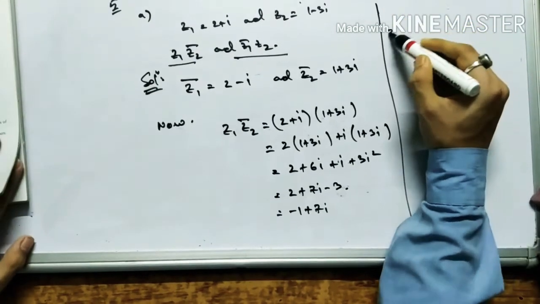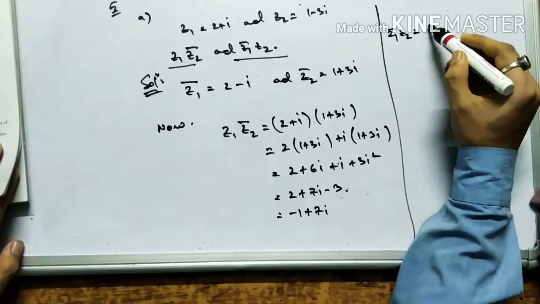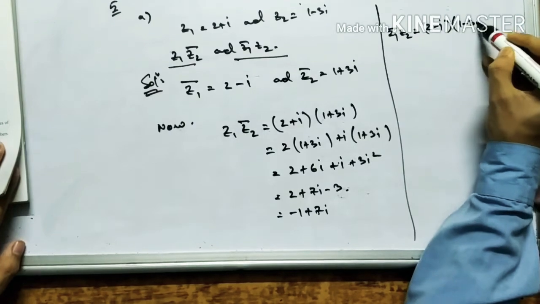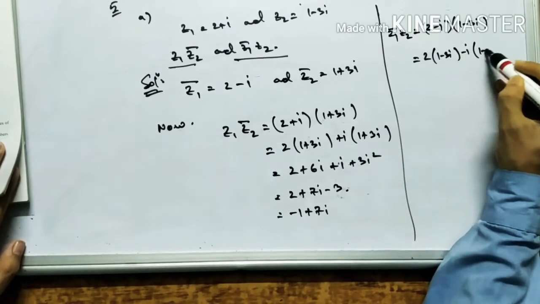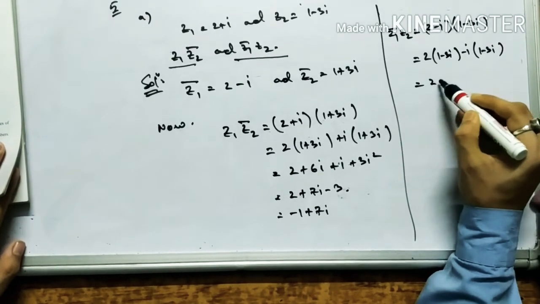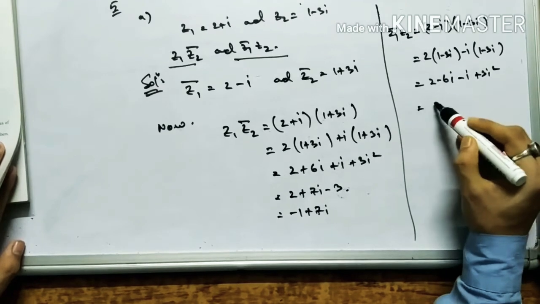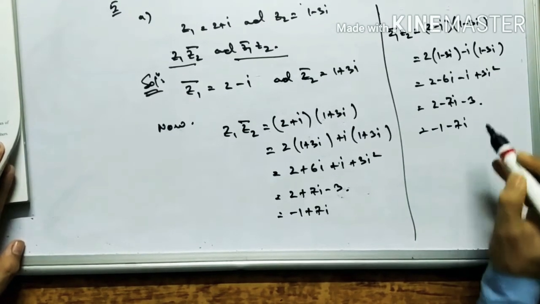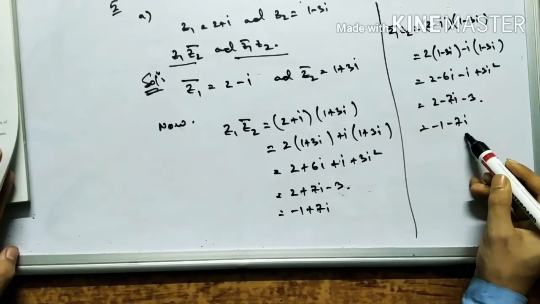Next again I will find Z1 bar into Z2. Our Z1 bar is 2 minus i, and Z2 is 1 minus 3i. So this is 2(1 minus 3i) minus i(1 minus 3i). This is 2 minus 6i minus i plus 3i square. This is 2 minus 7i minus 3, which is minus 1 minus 7i.